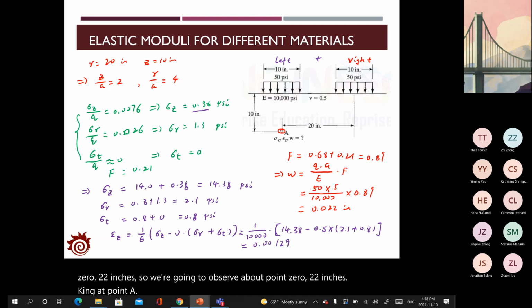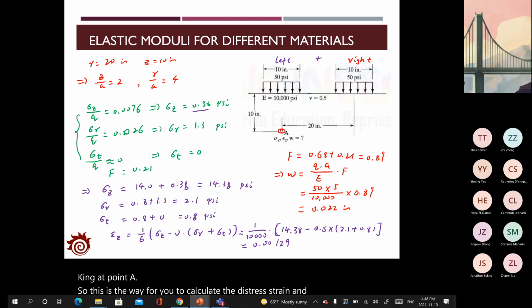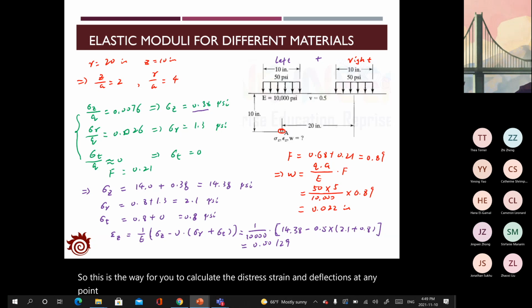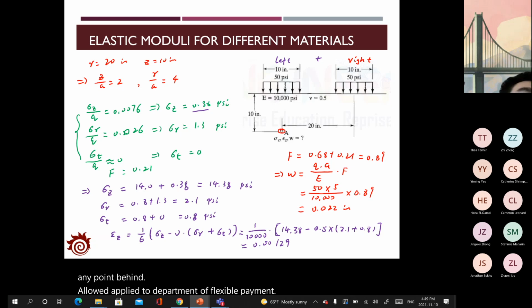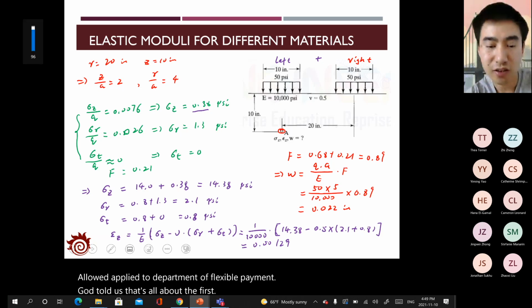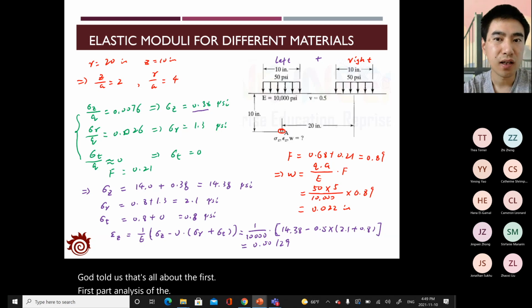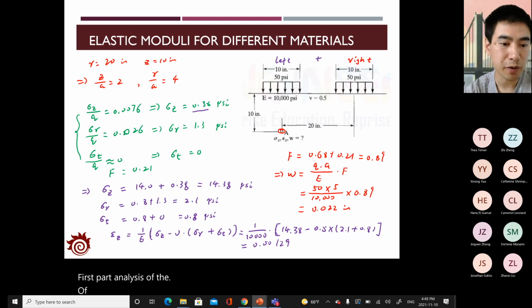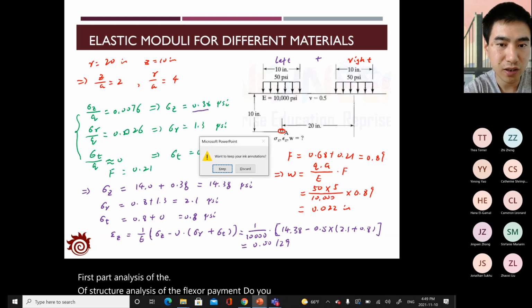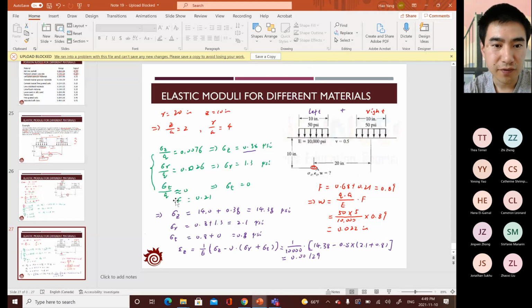So this is the way for you to calculate the stress, strain and the deflections at any point behind a load applied to the pavement, a flexible pavement. So that's all about the first part, the stress strain analysis of the flexible pavement. Do you have any questions? Okay. If no, then I am going to switch to the next one.